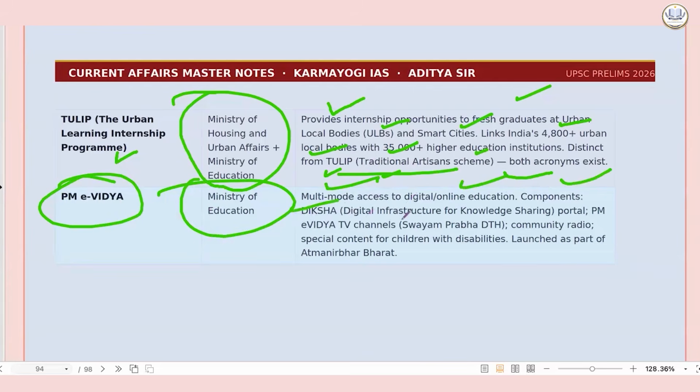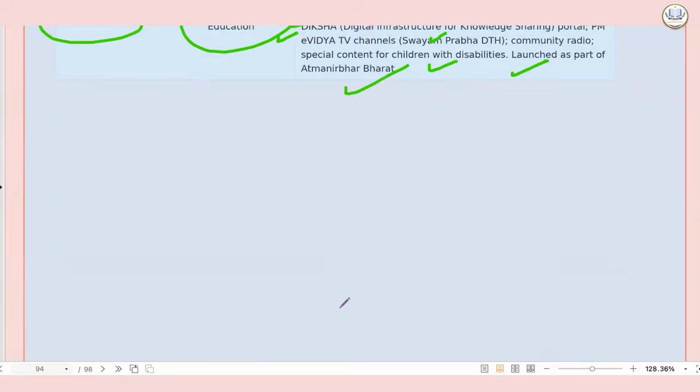Components are Diksha, that is Digital Infrastructure for Knowledge Sharing portal, PM E-Vidya TV channels, you must have heard about Prabha DTH, community radio, and special content for children with disabilities, launched as part of Atmanirbhar Bharat.